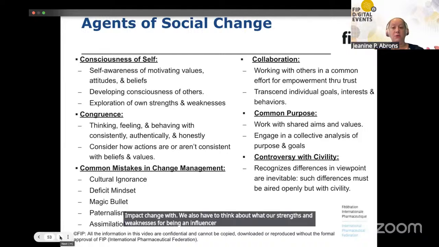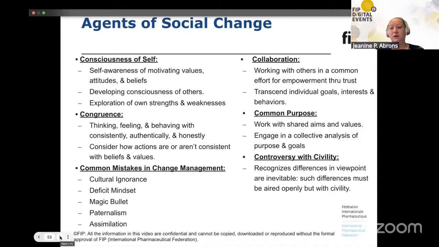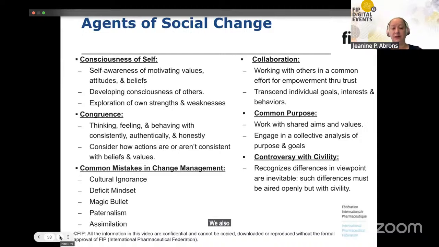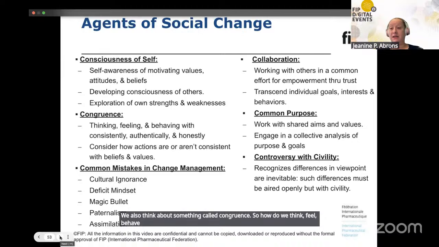So are you a connector in pharmacy, that you really bring people together in your profession? Are you a really strong communicator? Thinking about the ways that you can be involved actively and help to impact a change is really important. We also think about something called congruence. So, how do we think, feel, behave consistently, authentically, and honestly?